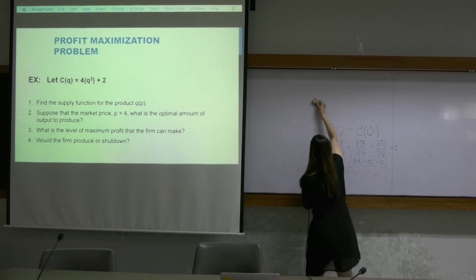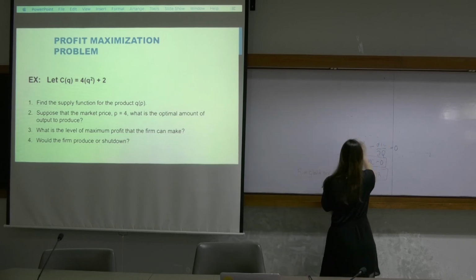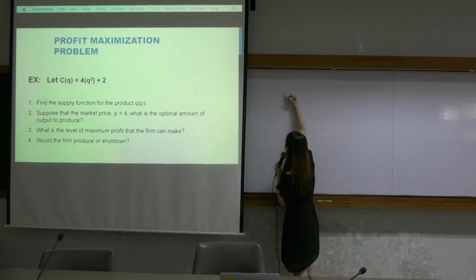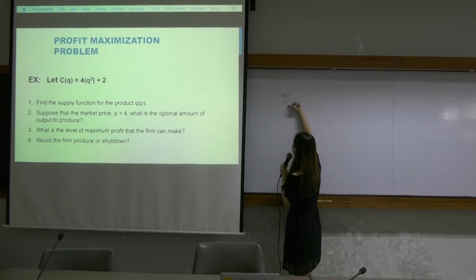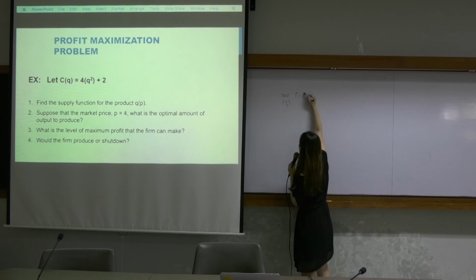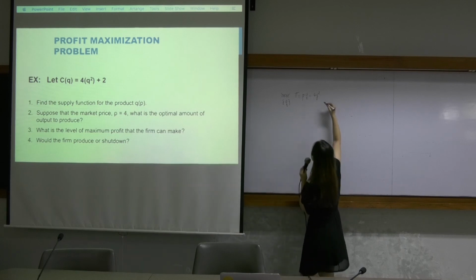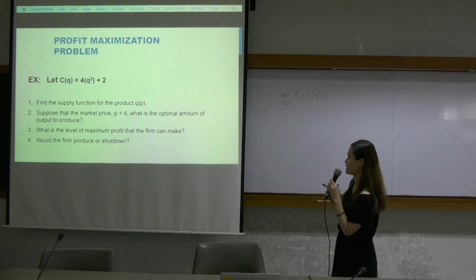The first step in doing this would be to set up a profit maximization problem. You know that the firm can choose Q to maximize profit, which equals the market price, so the price times Q, minus the cost function, which we have as 4Q squared plus 2 here. So this is the profit function.